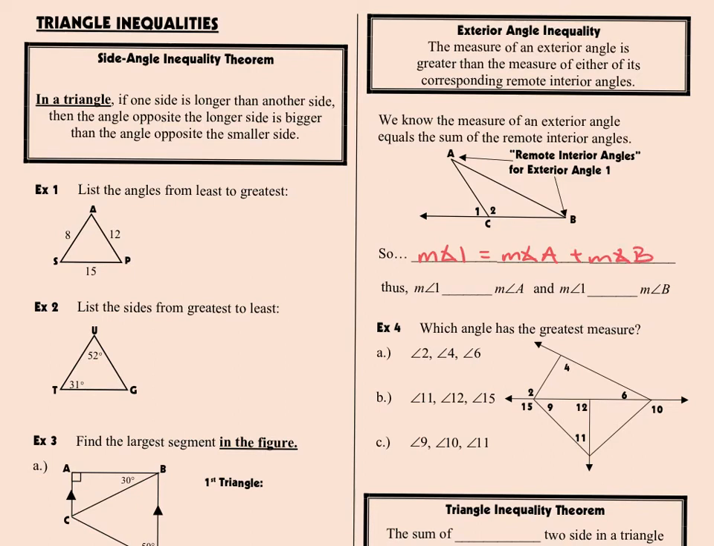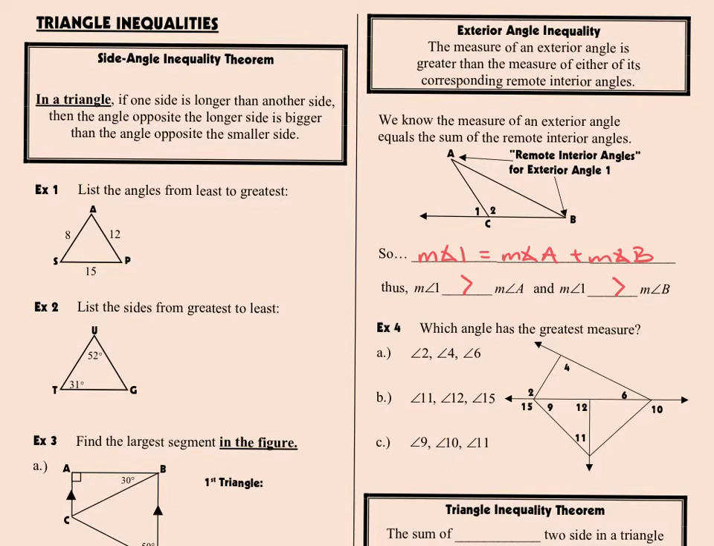So what the exterior angle inequality theorem says is that the measure of the exterior angle is going to be more than either of the remote interior angles, okay? So the measure of angle 1 will be more than angle A, and the measure of angle 1 will be more than angle B. And that should make sense to us because if it takes both A and B to create angle 1, then angle 1 all on its own should be bigger than either of them by themselves.